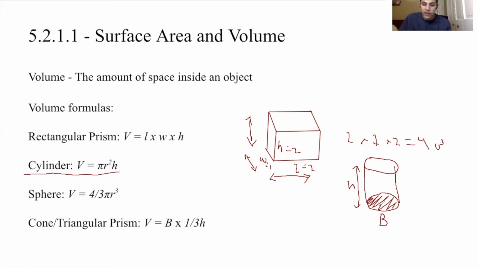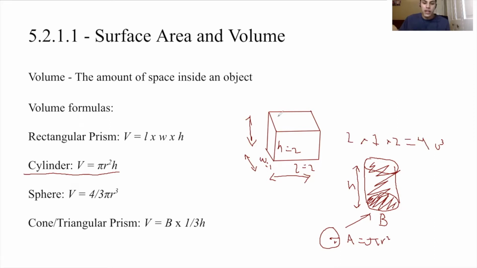Because in order to find the volume of the base, which is a circle, well, the area of a circle is pi r squared. So if you have the radius of the circle, and then you do that radius squared times pi, then you get the area of the base, and then when you multiply that by the height, that gets you the volume of the entire cylinder.